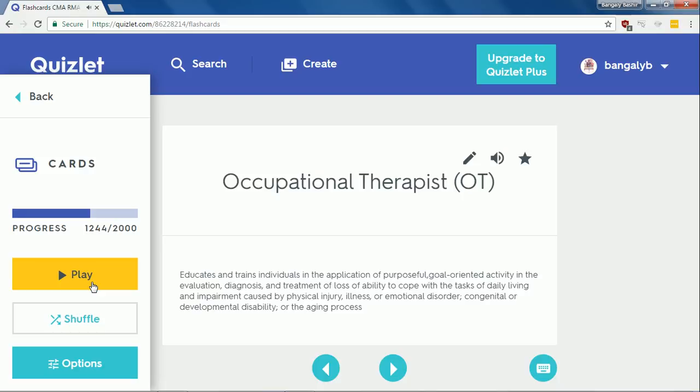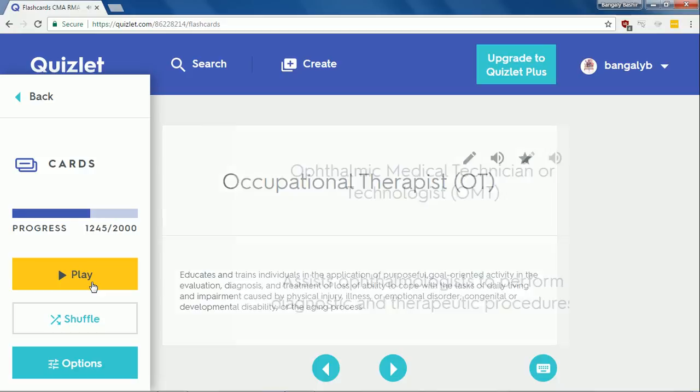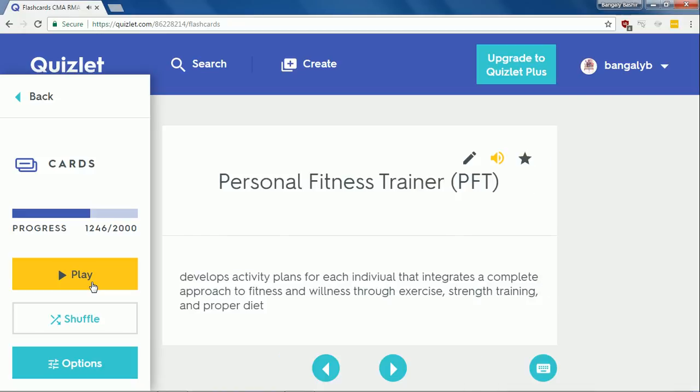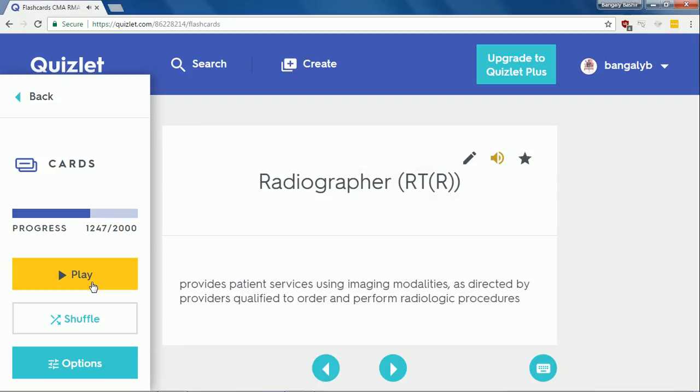Occupational therapist. Ophthalmic medical technician or technologist. Assists ophthalmologists to perform diagnostic and therapeutic procedures. Personal fitness trainer. Develops activity plans for each individual that integrates a complete approach to fitness and wellness through exercise, strength training, and proper diet. Radiographer. Provides patient services using imaging modalities as directed by providers qualified to order and perform radiologic procedures.